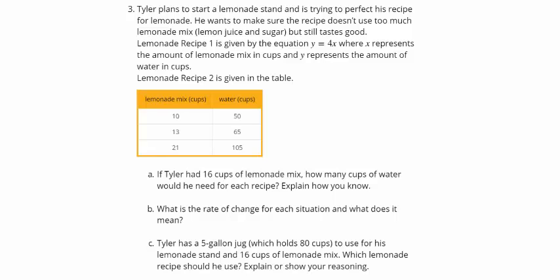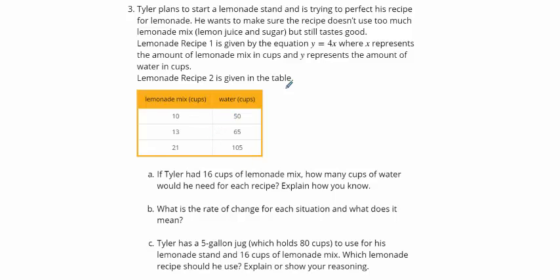Lemonade recipe 1 is given by the equation y is equal to 4 times x, where x represents the amount of lemonade mix in cups, and y represents the amount of water in cups. All right. So we have a lemonade mix. I don't know if it's powder lemonade or concentrate lemonade. You see those frozen concentrate cans or the powder. It doesn't say, but we know this is the mix and this is the water. And you usually add water to lemonade, right?